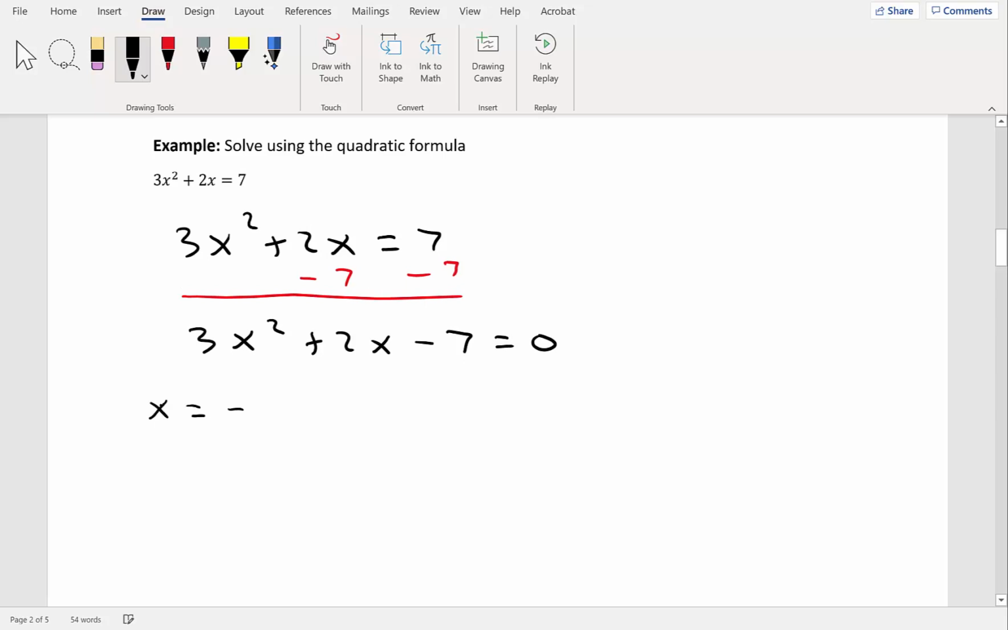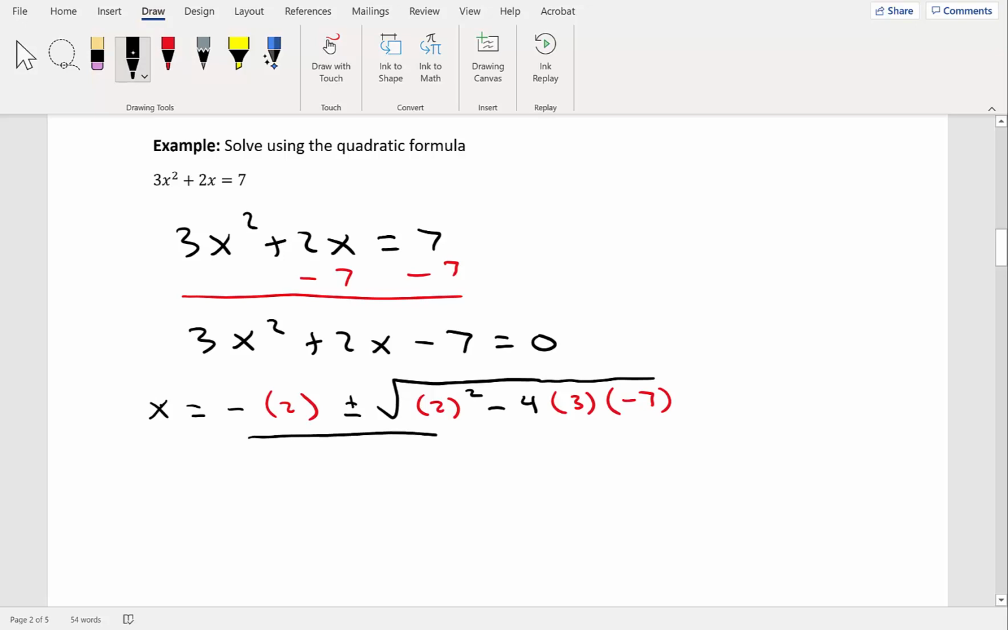So we have x is equal to negative and then b. Well, my b in this case is 2. I have plus or minus square root of b squared. So I have 2 raised to the second power minus 4 times a. My a in this case is 3, times c, which is negative 7. And I have all over 2a, so 2 times my a, which is 3.